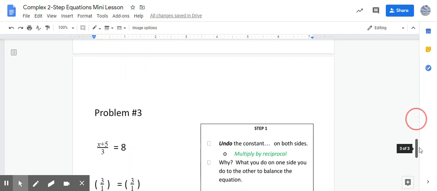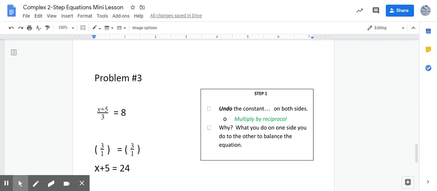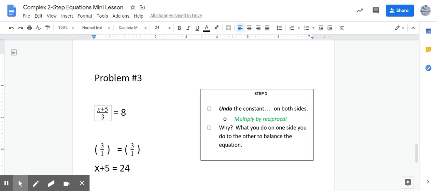Problem number 3, we have a fraction bar, x plus 5 over 3 equals 8. So we're going to undo the division on both sides. We're going to multiply by the reciprocal, which is 3. The 3's cancel out over here on this side, and we're left with 3/1 times 8. That's going to leave us with x plus 5 equals 24.